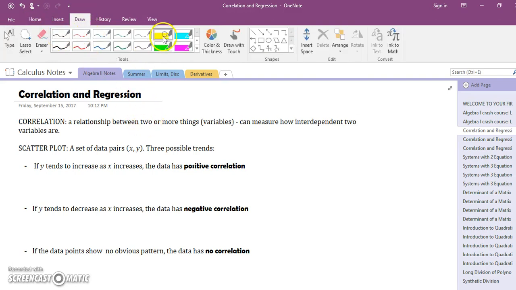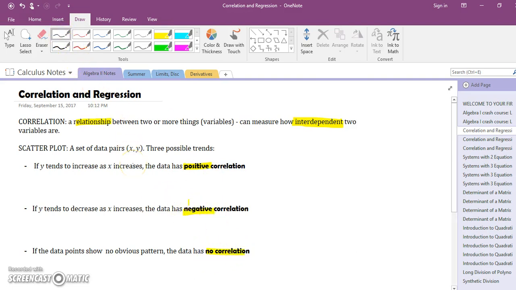Take a moment and write down the following here. Correlation, again, is a relationship between two or more things. We're going to mainly consider them variables. And they can measure how interdependent two things are. Do they completely depend on one another? Are they completely unrelated to one another? It'll tell you those things. Scatter plot, you've seen them before. It's just a set of data pairs X, Y. And the three trends are as follows: positive, negative, and none.